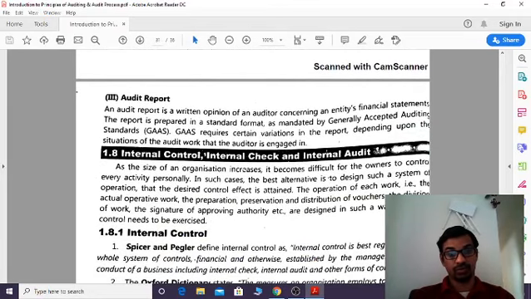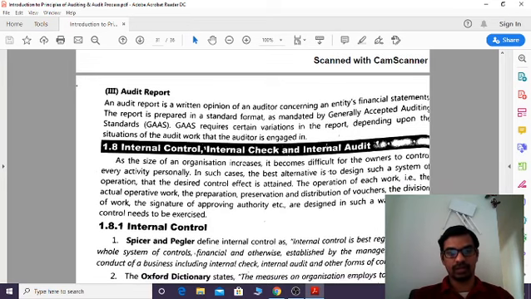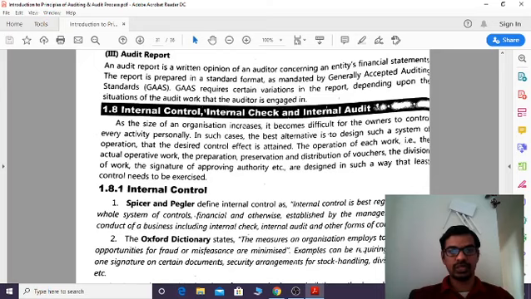It is the audit report. An audit report is a written opinion of an auditor concerning an entity's financial statement. The report is prepared in standard format as mandated by generally accepted auditing standards. So it is the final step under the audit process. After planning, the auditor has to conduct the audit work, and then the auditor has to prepare the report regarding whatever he got from the conduct of the audit. So it is the last step. In this way, this is the process of the audit.